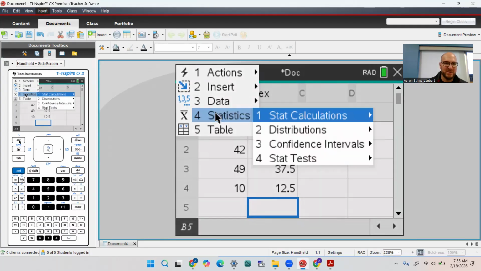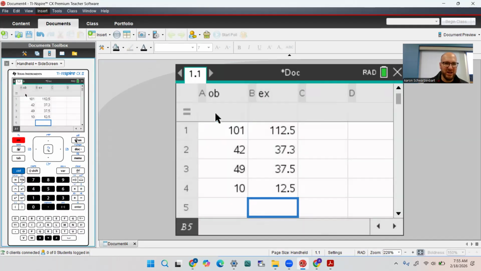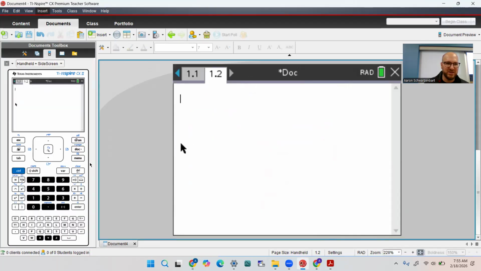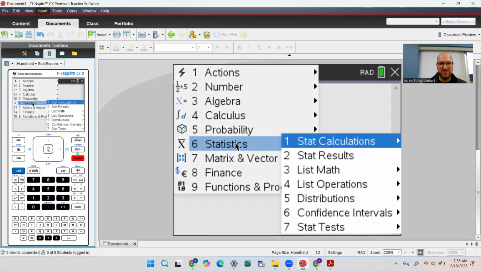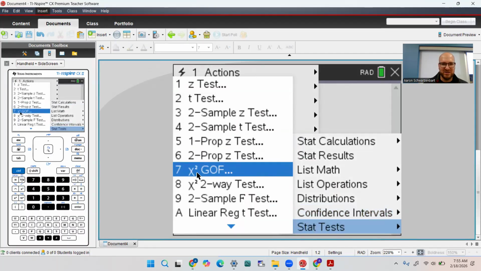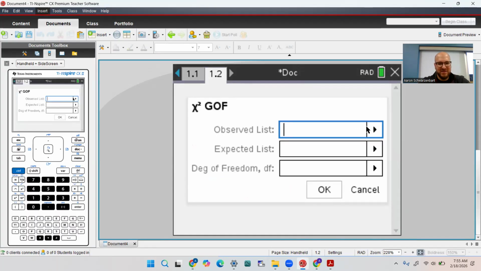Actually, I do not want to do it on the screen. You can, but it gets messy. So I recommend adding a new page, a calculator page, where you will go menu, statistics, stats test. Chi-squared looks like an X, GOF for goodness of fit. I always call them observed and expected. Degrees of freedom here is, again, 3 because I have 4 different cases, or 4 different lines, 4 different possibilities.